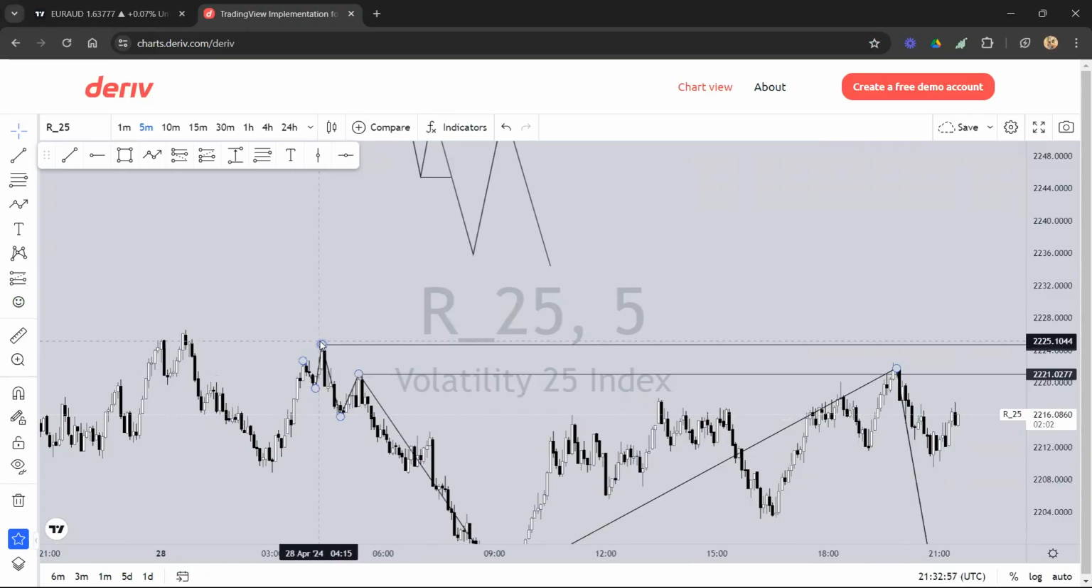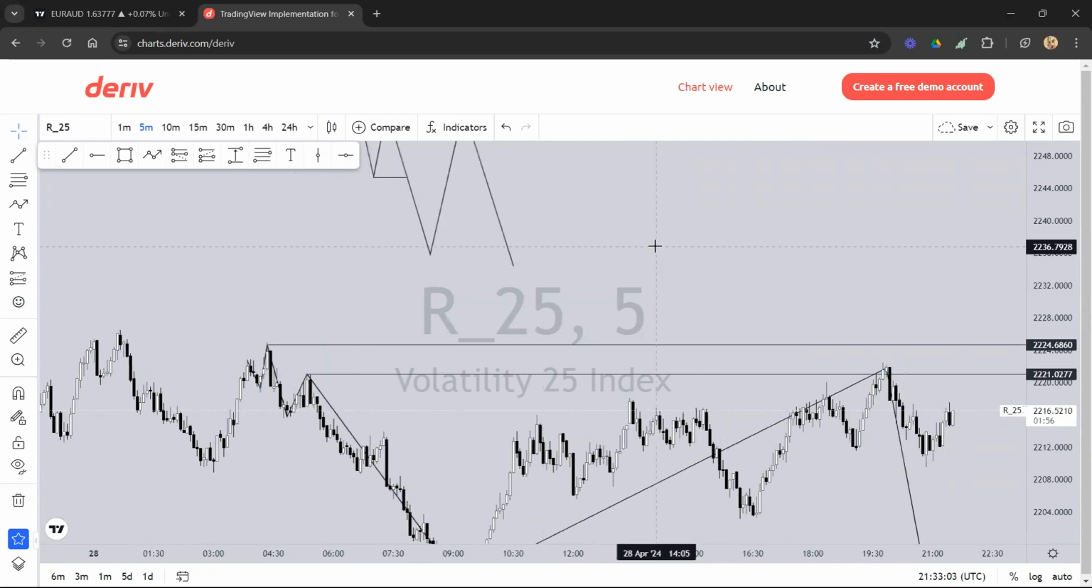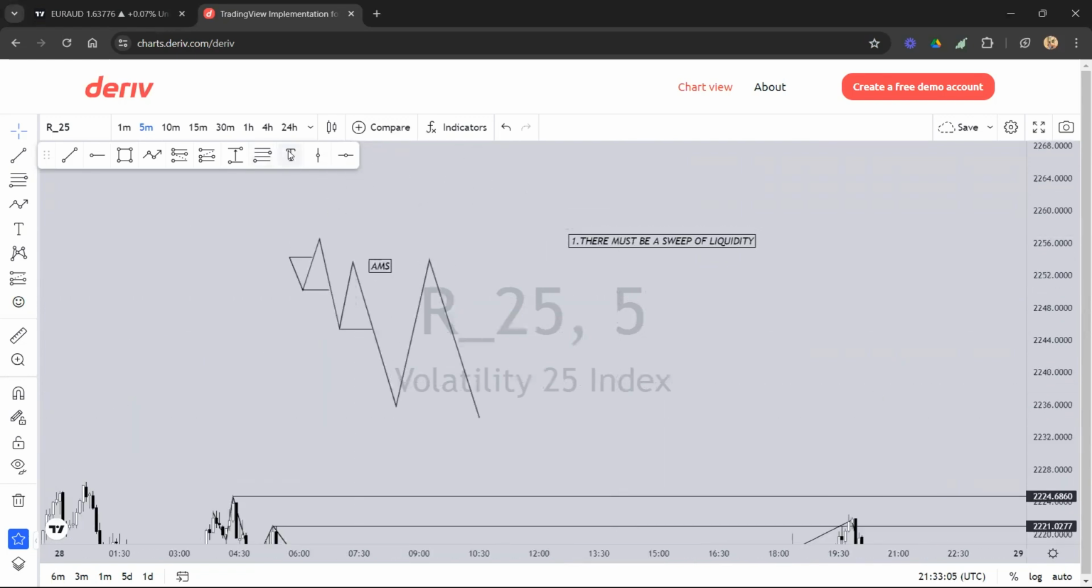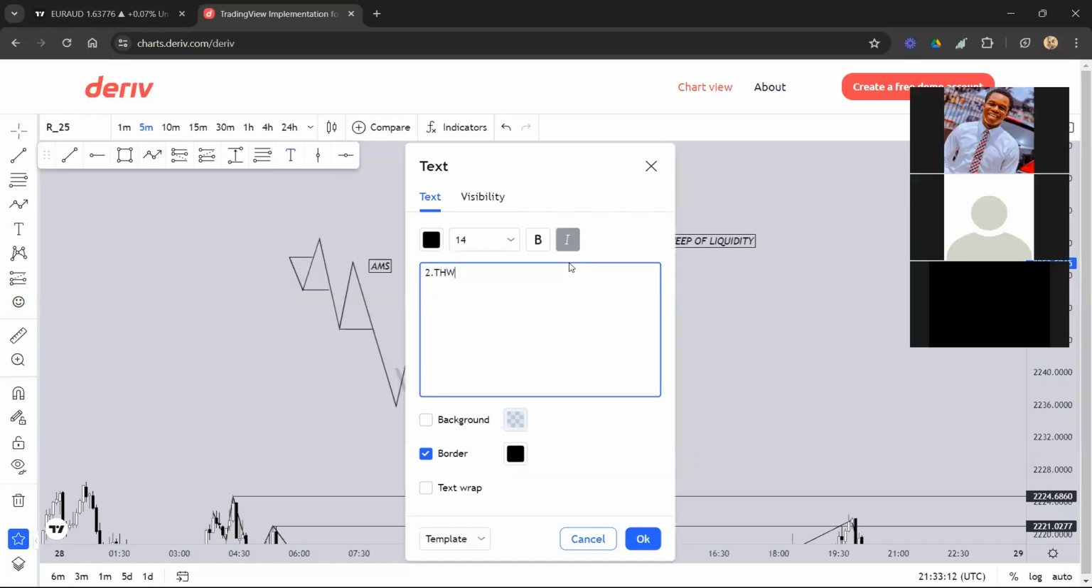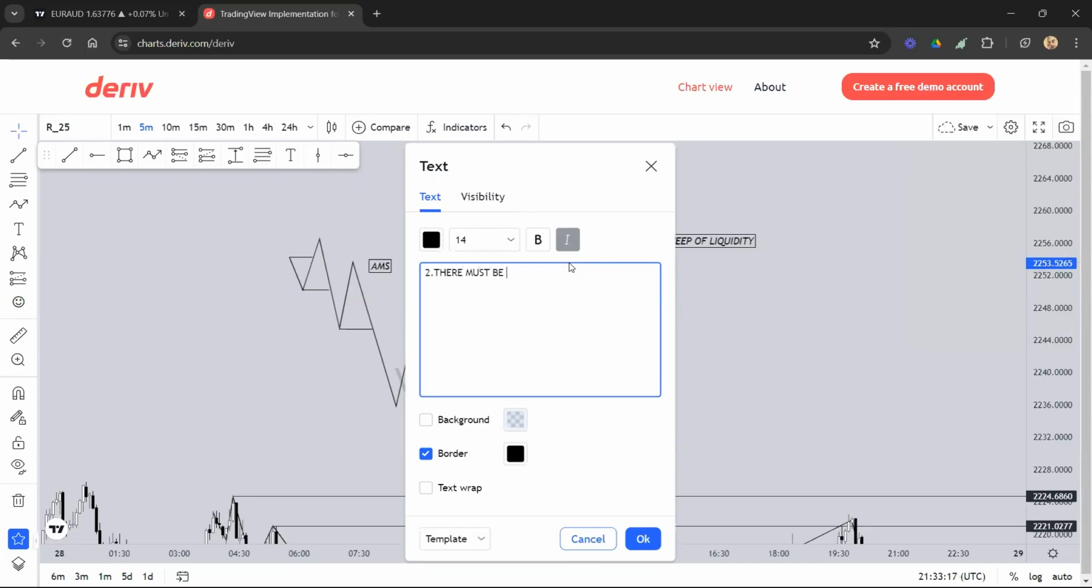Okay, market has taken out the previous high. What is the next rule? There must be a break of structure. Number two rule. Number two, there must be a break of structure.